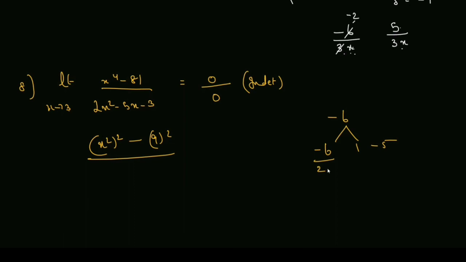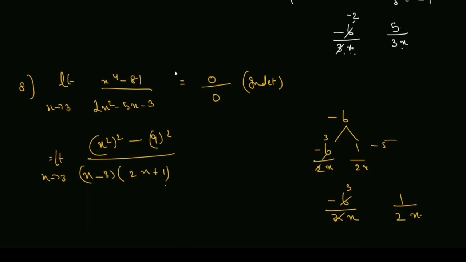What should you write? 2x, 2x here also. So what do you get now? x minus 3 and 2x plus 1. Can you see that? Minus 6 by 2x. The shortcut I am teaching you because you have not learned this. So this is 3. So x minus 3 and 2x plus 1.